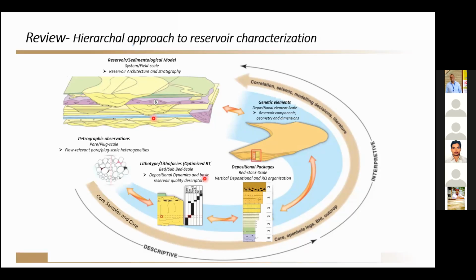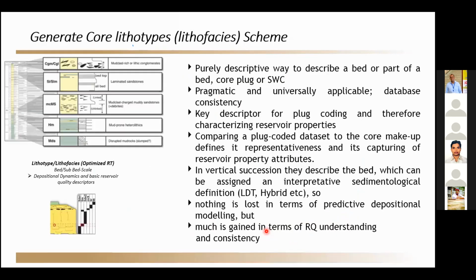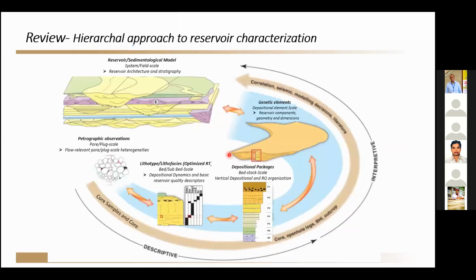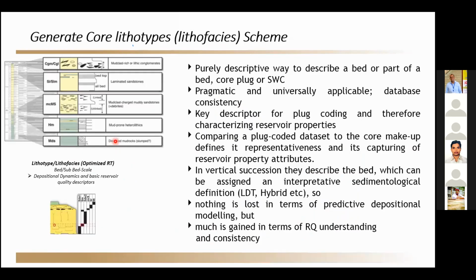I have to use borehole images to build my depositional model, my depositional packages, in the uncored wells and uncored intervals. Let us start with the plug-scale heterogeneity, or the petrographic observation, or the lithotype. Let us start with it. Creating a lithotype: the lithotype is a descriptive term. I discriminate my reservoir or my units based on the depositional and diagenetic factors that control the reservoir quality.